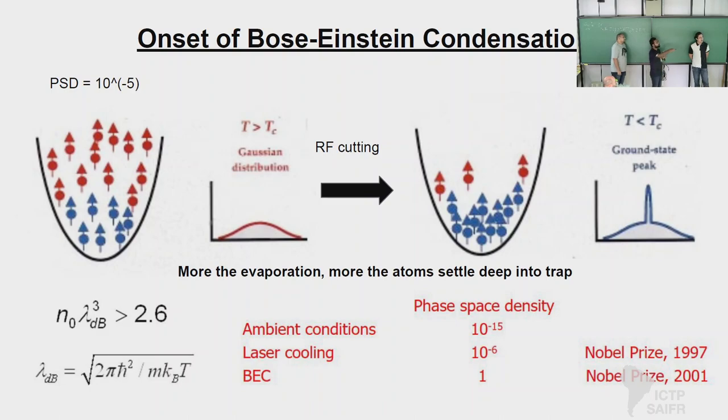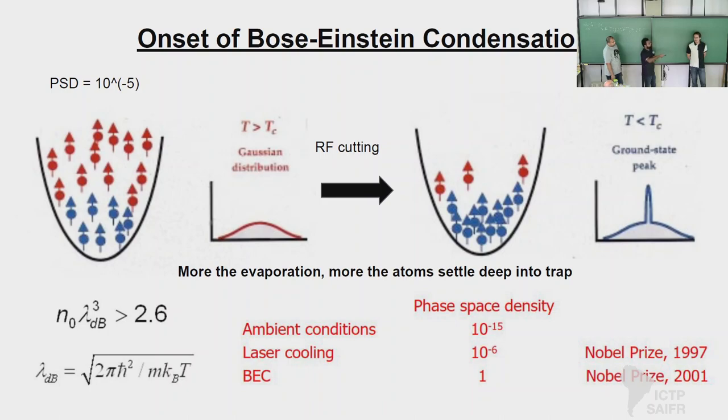As you can see here, it's just Doppler cooling. And then if you keep on doing the RF evaporation, there is a spike that ends up in the middle of the thermal cloud, and that's basically the onset of Bose-Einstein condensates. There have been 2 Nobel Prizes for this laser cooling and the evaporative cooling.